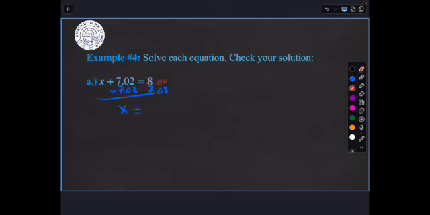We're going to have to borrow, so this becomes a 7, this would be a 9, this would be a 10. So we end up with 8, we end up with a 9, and we end up with a 0 in front. So x is 0.98. We want to check our solution, so let's plug it back into the original. 0.98 plus 7.02 is indeed 8, so that works. So that is part A of example 4.